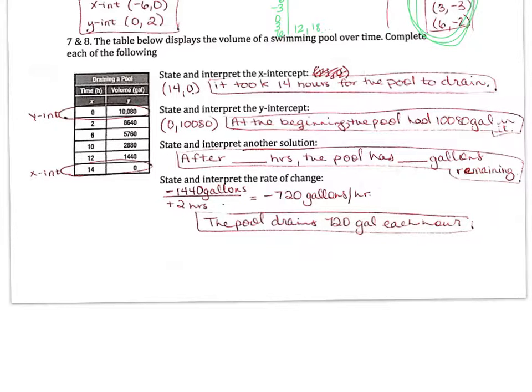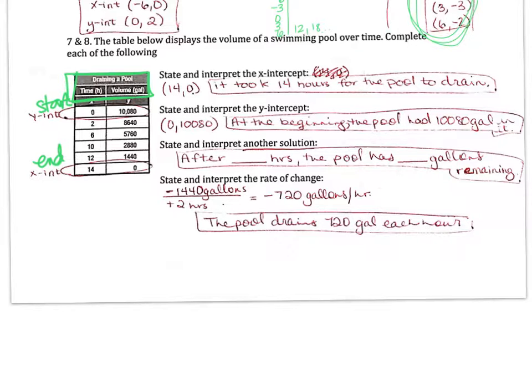And then interpret just means in context. So remember, your y-intercept is always going to be your start, and your x-intercept is your end. So that helps a little bit. And then you can just look at what the problem is talking about to complete your sentence. So you can read what I wrote for the x-intercept and the y-intercept here. And there are other ways to state those. Another solutions are ordered pairs.